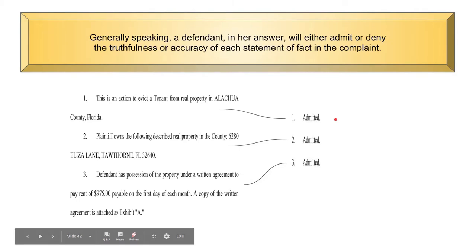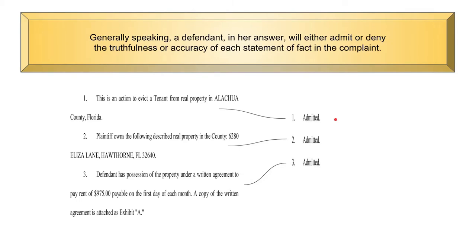This is paragraph 1 from count 1 of the Swamp Rose complaint. Paragraph 1 reads, "This is an action to evict a tenant from real property in Alachua County, Florida." And there's nothing really to dispute in that paragraph. You might not agree that Swamp Rose should have or needed to sue Hannah Harris, but regardless, the allegation itself is a true statement, and so it's admitted.